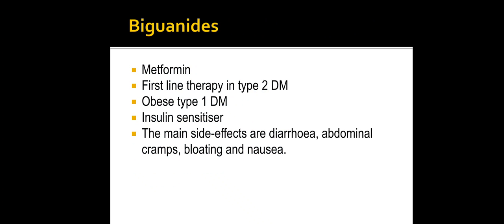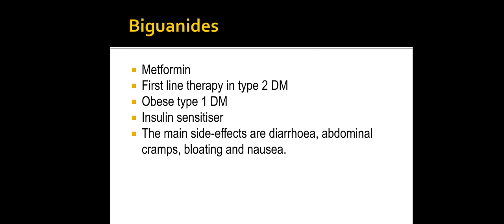So when you learn about diabetes, it's important to know metformin because it is a key player in diabetes. Every patient who is a diabetic should be on metformin unless there is a contraindication. So it's the first line therapy in type 2 diabetics, and also in obese type 1 diabetic patients we use metformin along with insulin because of its effect on reducing weight. It is basically an insulin sensitizer, meaning it helps to utilize the insulin that is already produced by the patient, and it helps in the tissue utilization.